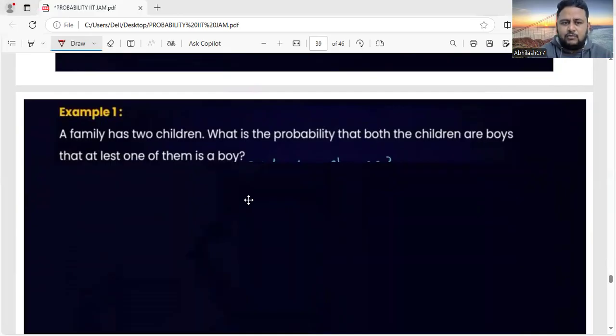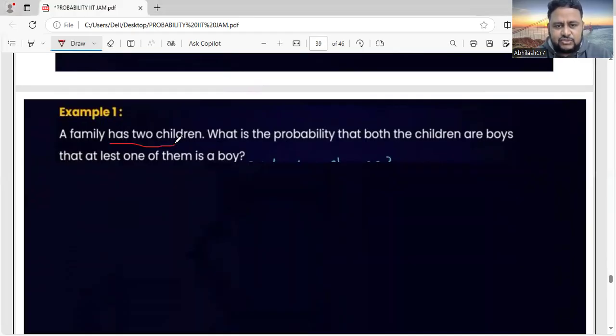Now, example 1: a family has 2 children. What is the probability that both the children are boys, given that at least one of them is a boy? This is event E, that both children are boys. And when they say given that at least one of them is a boy, this is event F. For 100% sure they are telling us at least one of them is a boy.